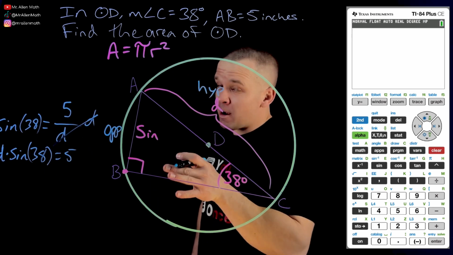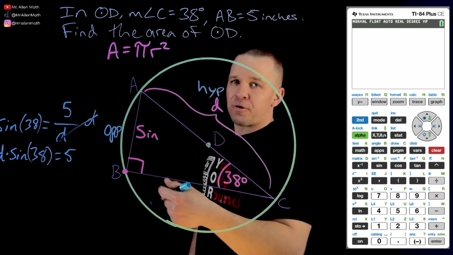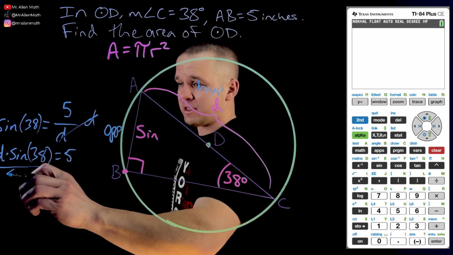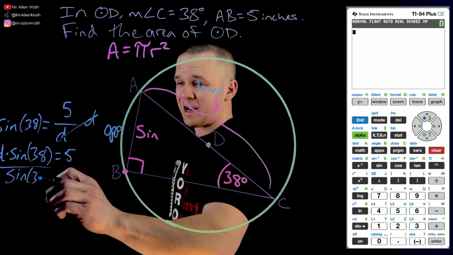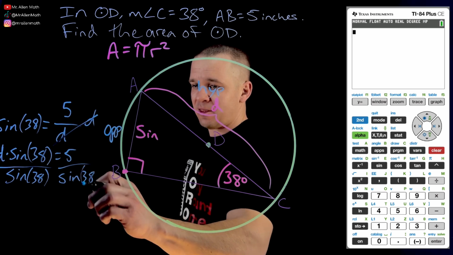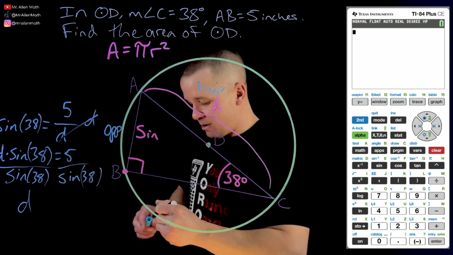If you remember from trig, and I know some of you are like, oh man, it's been a little while since I've done some trig, sine of 38 is just a number. And if it's just a number, I can divide by said number. It's a terrible decimal, I don't know what it is. That's why I got my calculator. I'm going to divide by sine of 38 on both sides. And this right here is what I'm going to plug into my calculator to get my diameter.